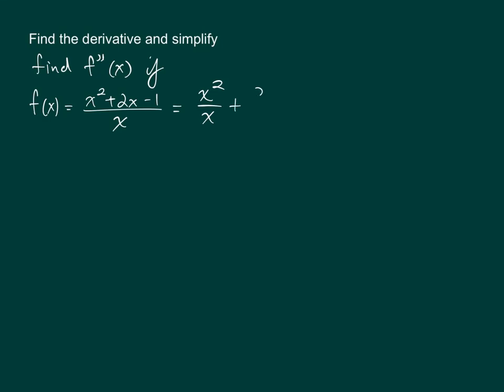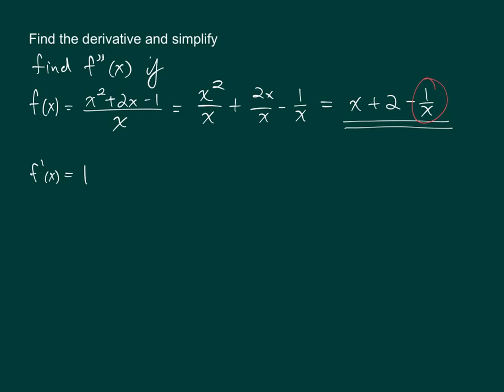So this will be x squared plus 2x over x minus 1 over x. And when you simplify all this down, you get x plus 2 minus 1 over x. So I'm going to use this function to take the derivative. So when I find f prime of x, I know that x will turn into 1. The derivative of a constant, this 2, is 0. And this portion of the function is the same thing as writing x to the negative 1 power. So I know that that will turn into negative x to the negative 2 power.